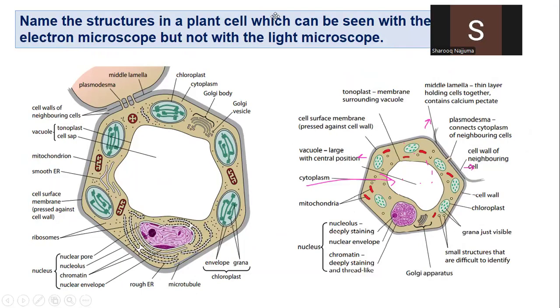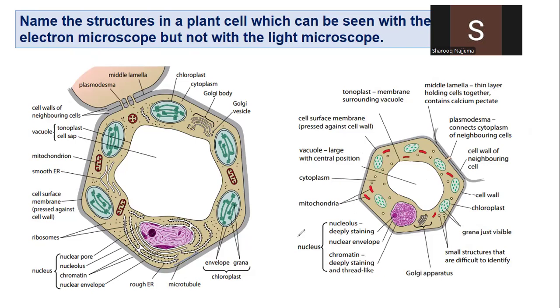Now, this shows us a plant cell as seen under an electron microscope on the left, and a plant cell as seen under a light microscope. So you should still be able to tell the structures which can be seen in a plant cell with an electron microscope, but maybe not with a light microscope. And this is still similar to what we saw in an animal cell.